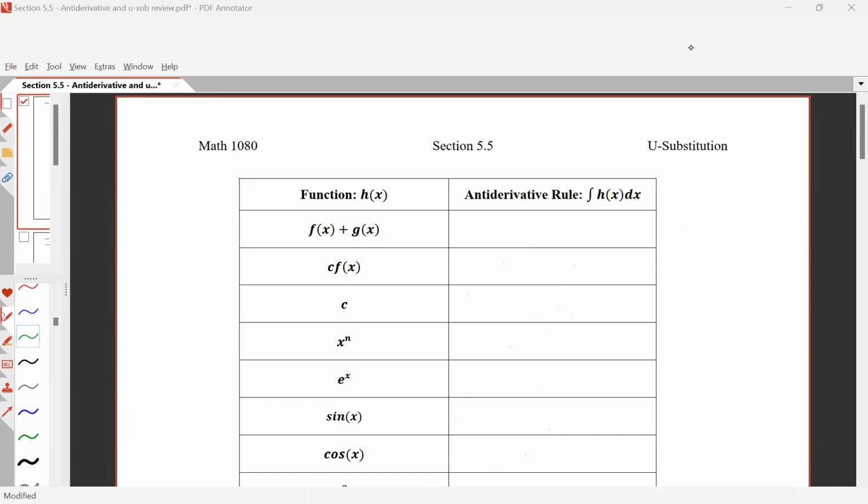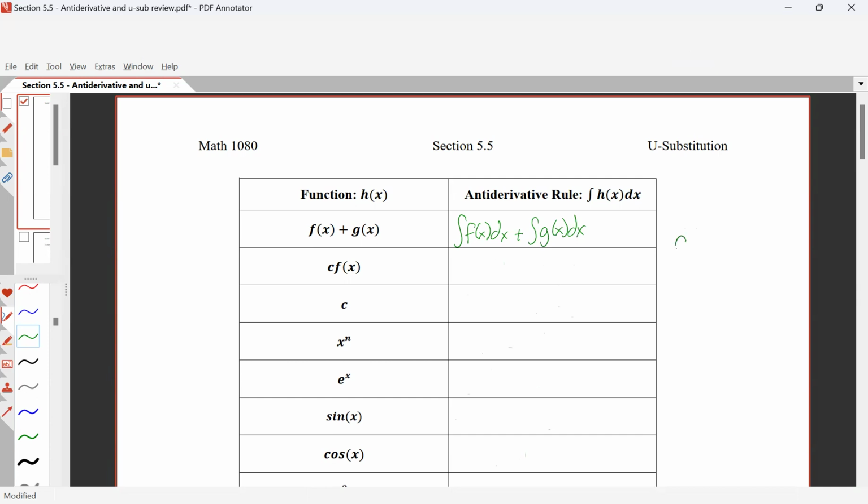So the first antiderivative rule is if I have a function that's made up of two or more functions being added together, we can take the antiderivative of that function by taking the antiderivative of each part of the sum. So the antiderivative of a sum is the sum of the antiderivatives.